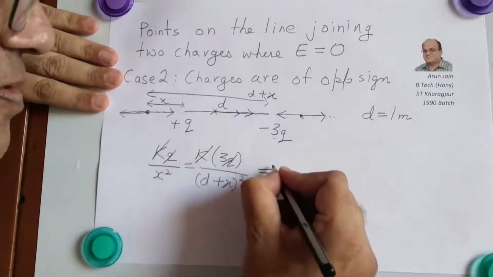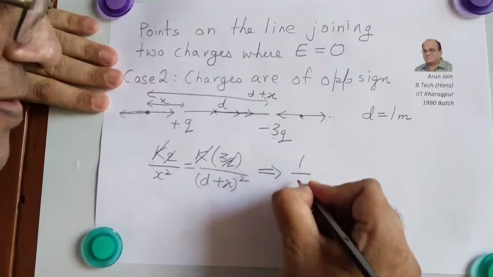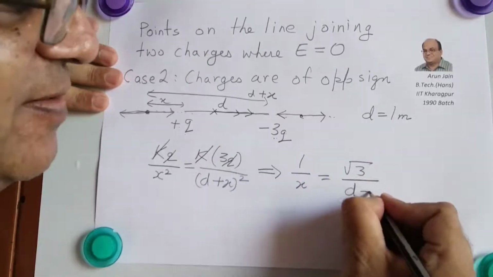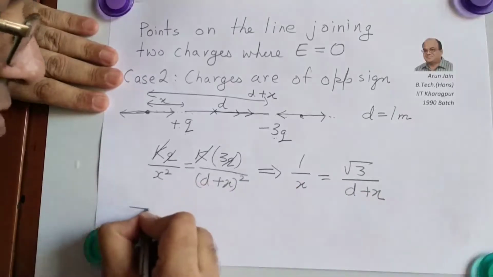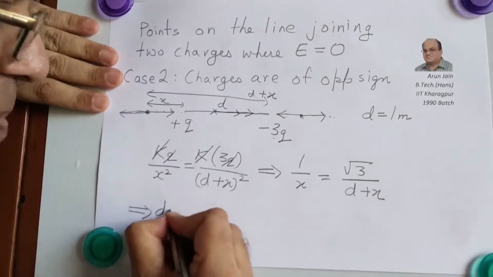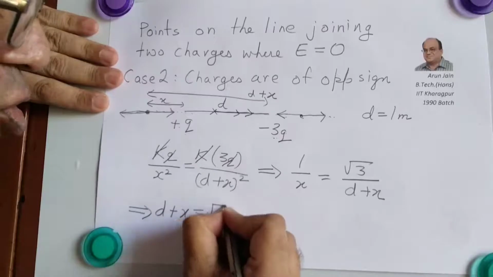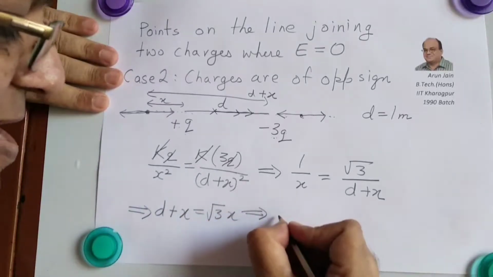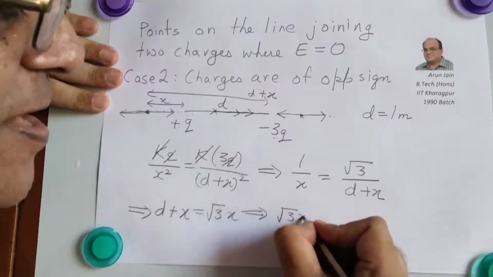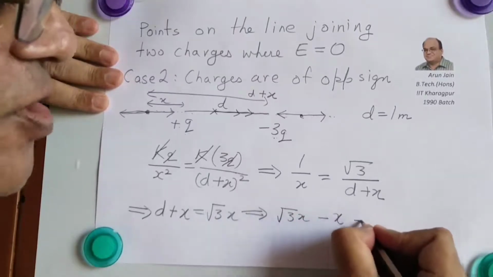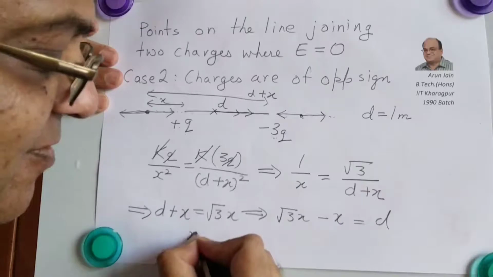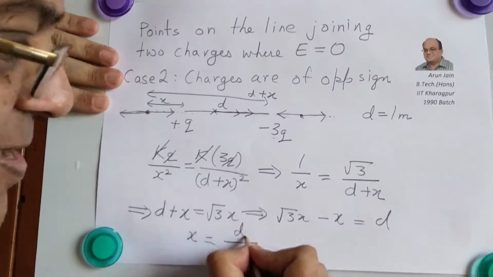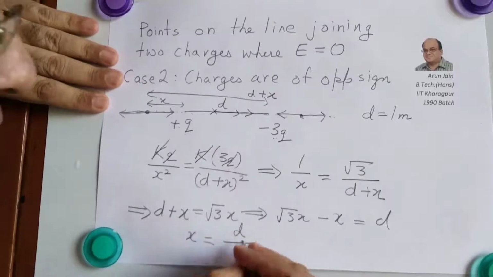So this gives us 1 by x equal to root 3 by d plus x. And if we cross multiply, we get d plus x equal to root 3x. This gives us root 3x minus x equal to d. So x becomes d divided by root 3 minus 1.